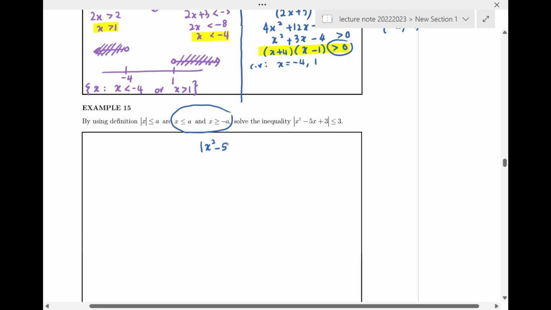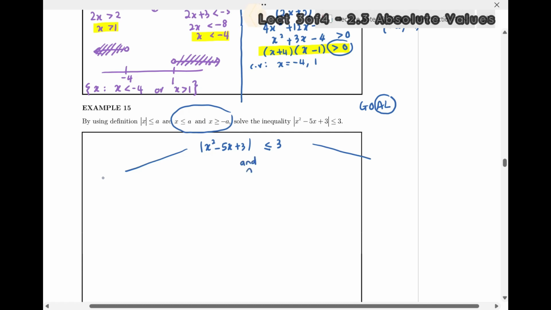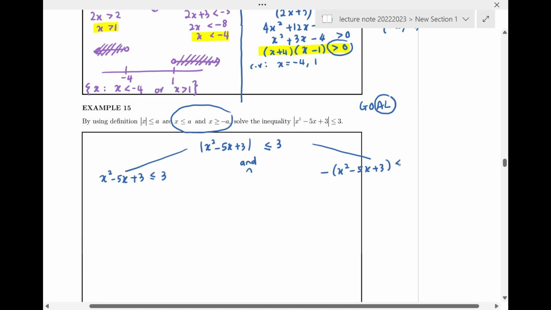x squared minus 5x plus 3 less than or equal to 3. Okay, since this is less than, meaning that we have to use AND. I separate these two and I should use AND. The first one will be the positive: x squared minus 5x plus 3 less than or equal to 3. The other one is the negative: negative of x squared minus 5x plus 3 less than or equal to 3.